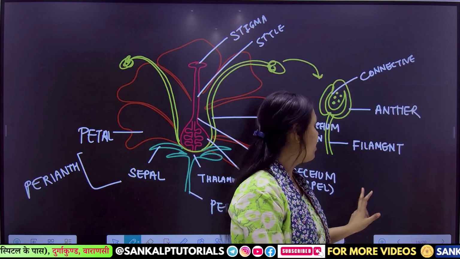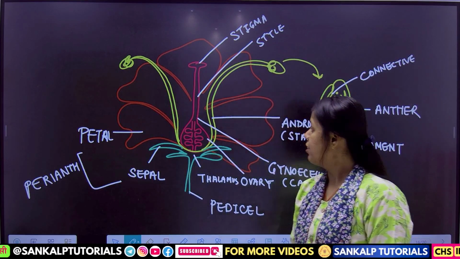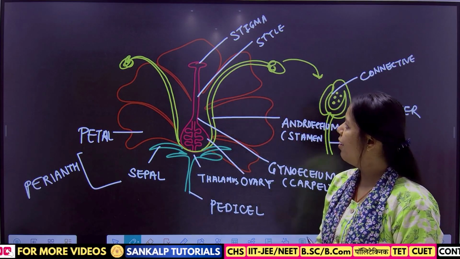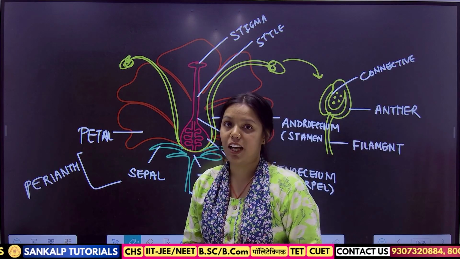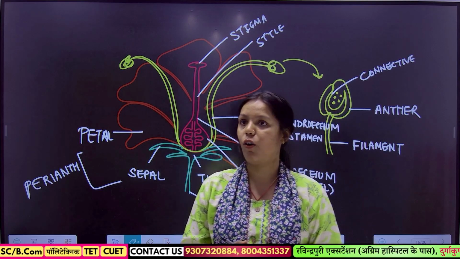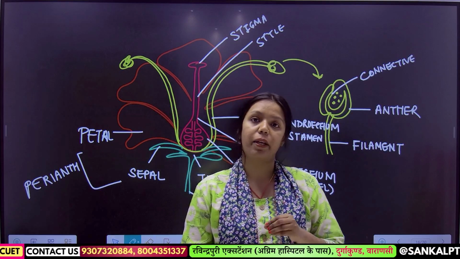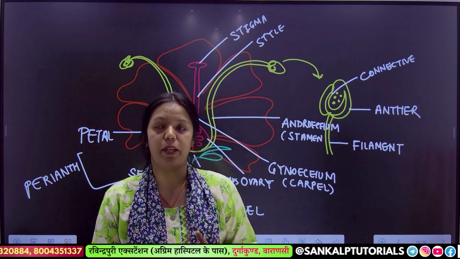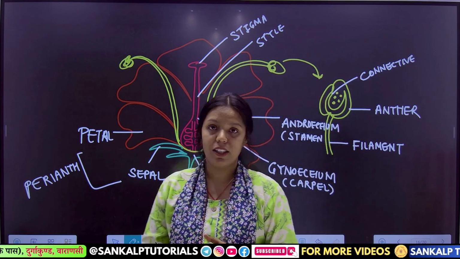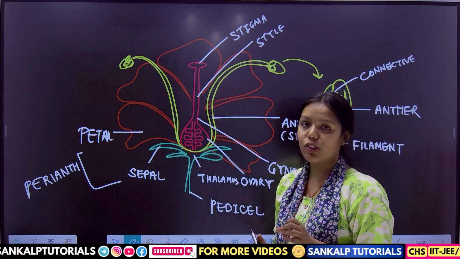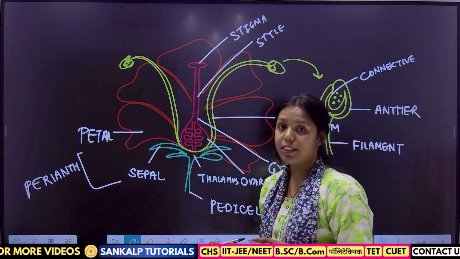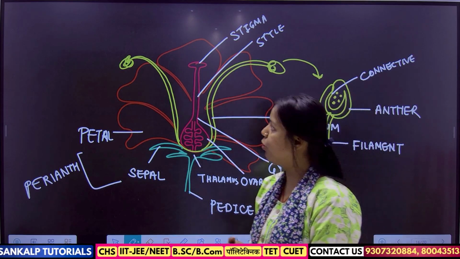First of all, I will discuss the structure related to flowers. Everyone knows that the flower is the main site of reproduction in all plants, because it is the main site where sexual reproduction takes place. In flowers there are two whorls: one is the essential whorl and the other is the non-essential whorl. First we discuss what essential whorls and non-essential whorls are.